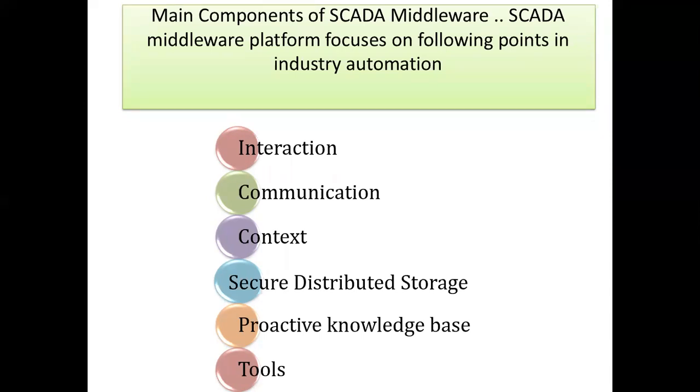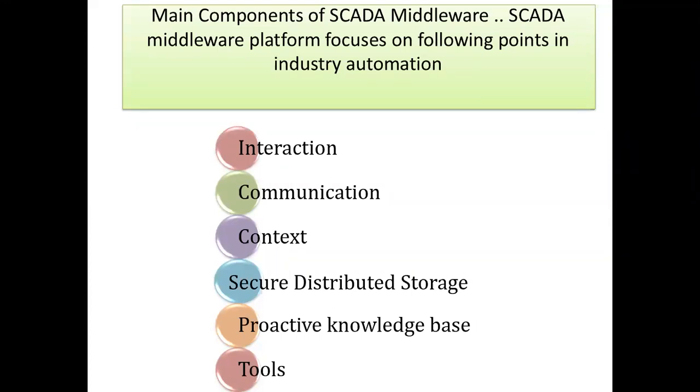So SCADA is used for industry automation. The first point is interaction. It manages the interactive interfacing between the users or human controllers and the smart objects that are distributed in the industry. Then the communication mechanism: the information exchange between different smart objects distributed in the industry, so these communication mechanisms are used for that.